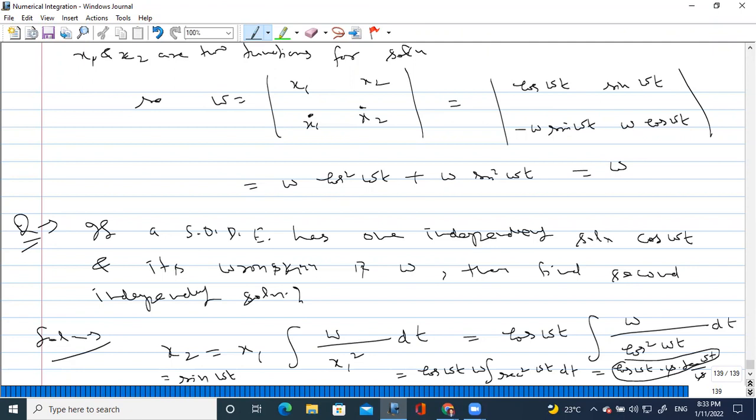Then, sir, this page is also done now. Yes, sir. Okay, so we will stop here. Then tomorrow we will see the non-homogeneous second order differential equation.